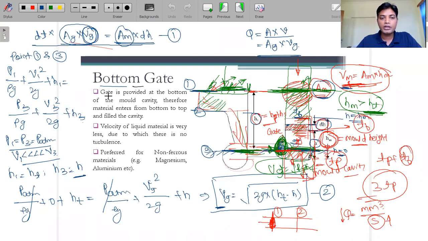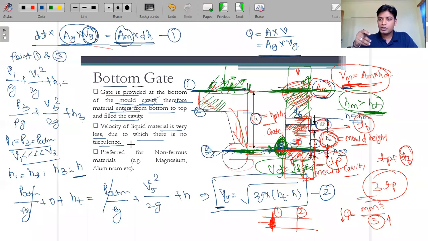If you are using the bottom gate, this gate is provided at the bottom of the mold cavity. Bottom of the mold cavity means at this one, and this is the mold cavity. So the gate is provided at the bottom of the mold cavity. Therefore, the material enters from the bottom to the top and fills the cavity. The velocity of the liquid material is very low, due to which there is no turbulence.